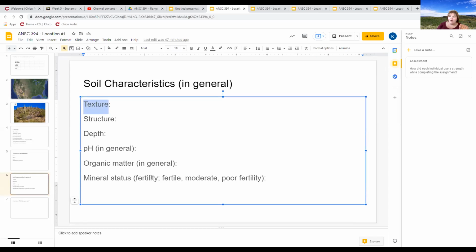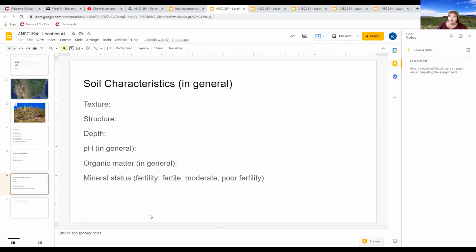And then you are going to go through and just talk through what you think each one of these characteristics are for your area, okay? And you can try to do a little bit of research on them if you want. There's definitely some figures from last week's soils lecture that may help you with that as well.